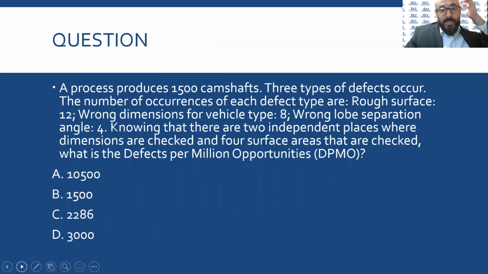And an extra question for you is to do the calculation for this. A process produces 1,500 camshafts. 3 types of defects could occur. The number of occurrences of each defect are: rough surface, 12; wrong dimension for vehicle type, 8; wrong lobe separation angle, 4. Knowing that there are 2 independent places where the dimensions are checked in 4 places that are checked, what are the defects per million opportunities?